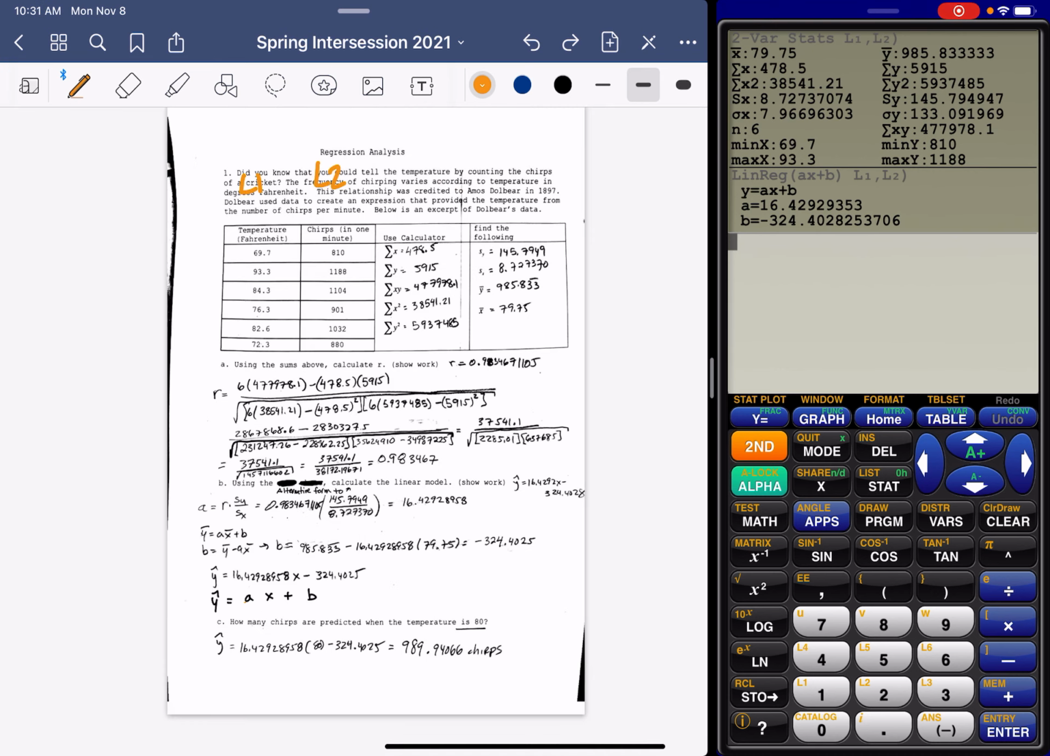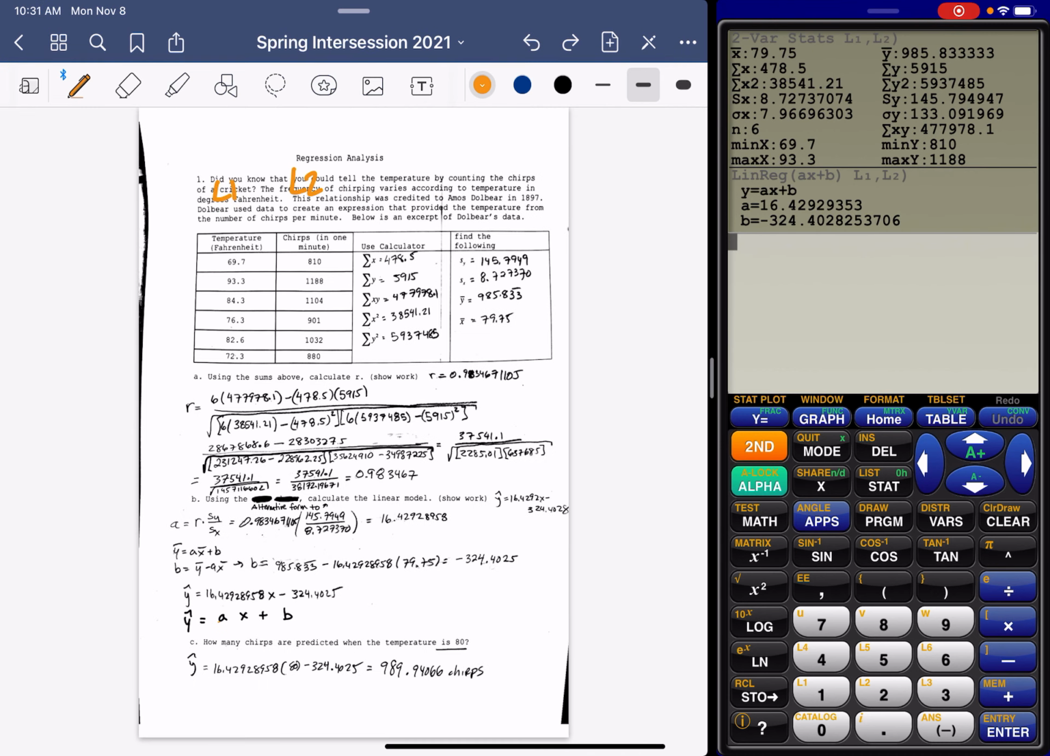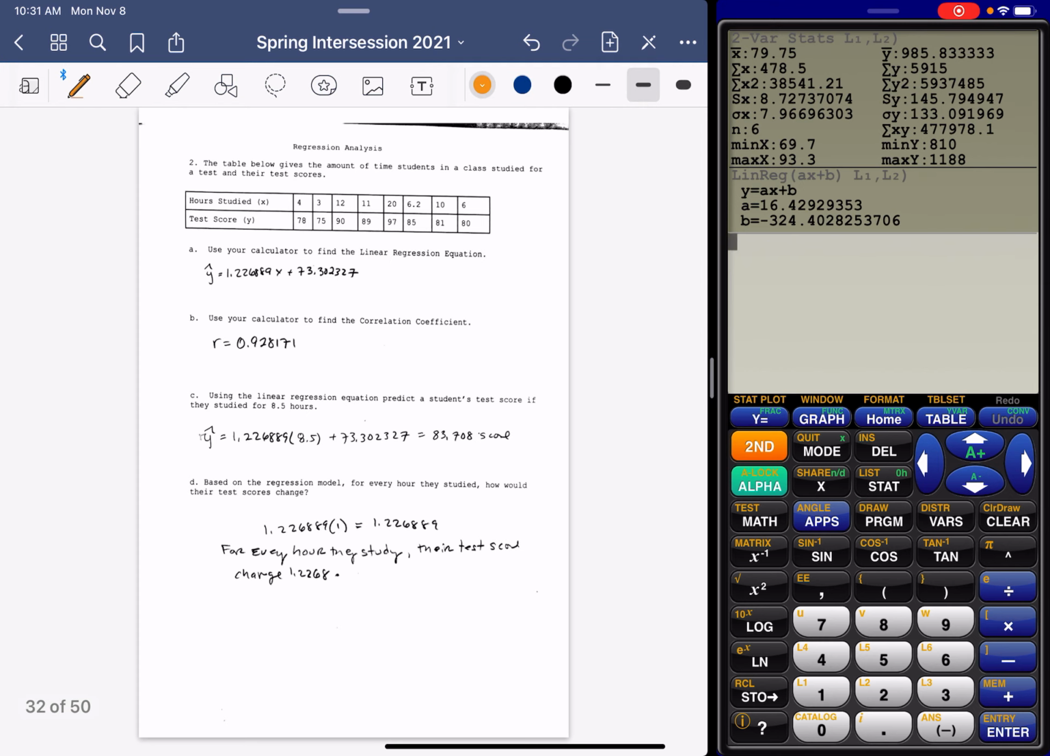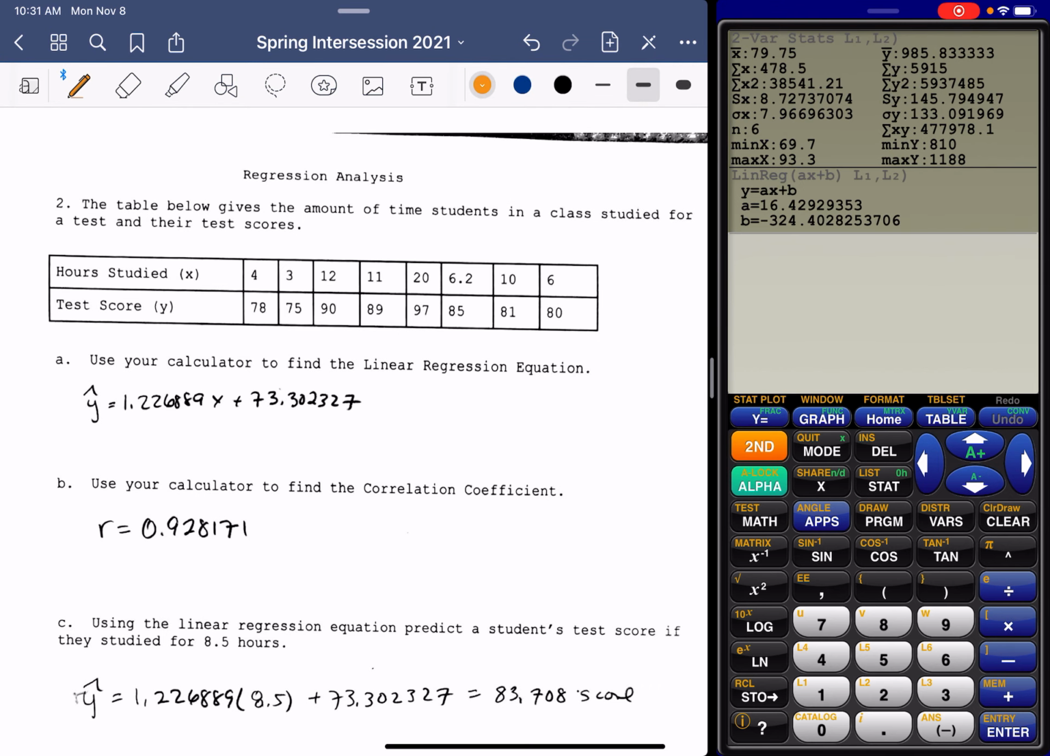All right. Wow, that's a lot, isn't it? A lot of work there. But it's well worth that work. Okay. Let's do the next one. Next one's going to be easier.